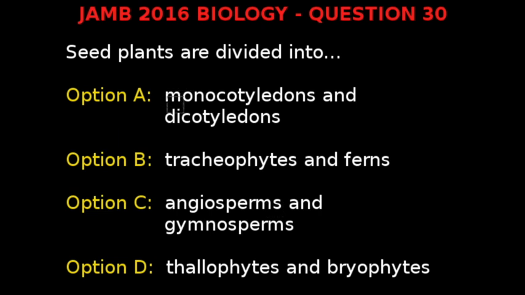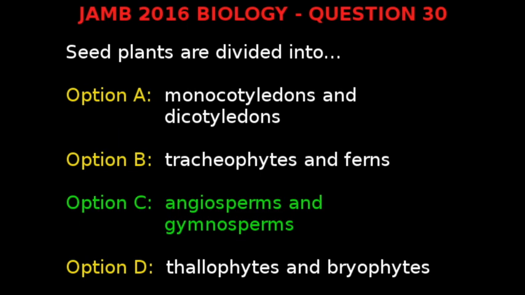Looking at option A, monocotyledons and dicotyledons, this is a subdivision of the angiosperms. Angiosperms are divided into monocotyledons and dicotyledons. Looking at option B, we have trachophytes and ferns. This is not a division of seed plants. It is actually one of the phylums of plant classification. Looking at option D, we have talophytes and bryophytes. Talophytes and bryophytes are also phylums in the kingdom Plantae. So our correct answer here would be option C.